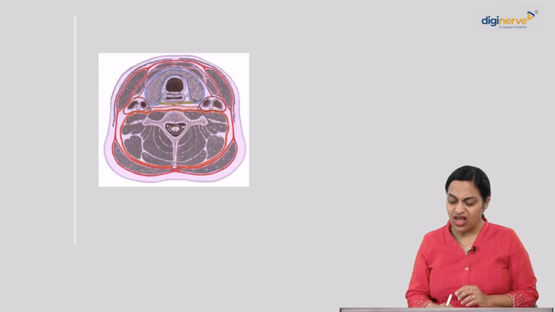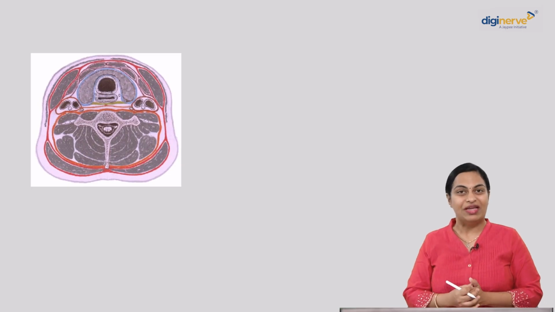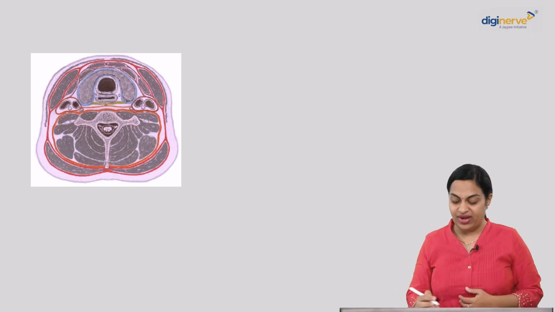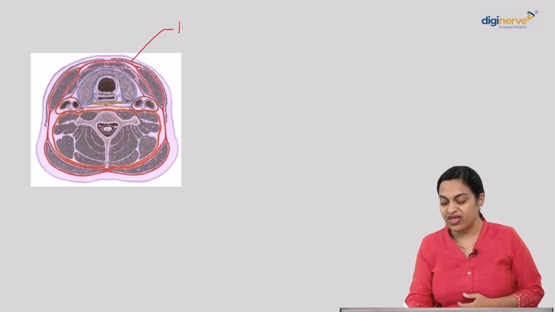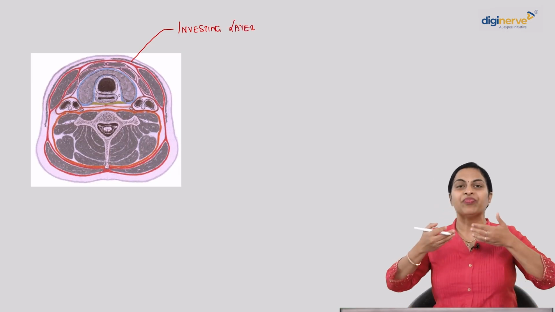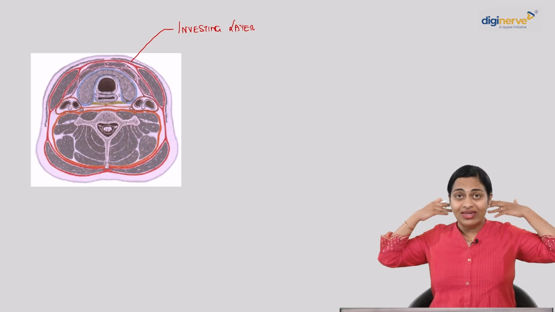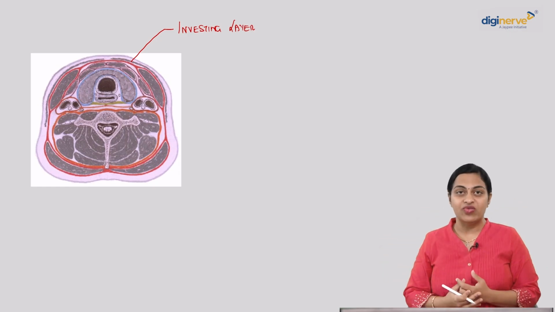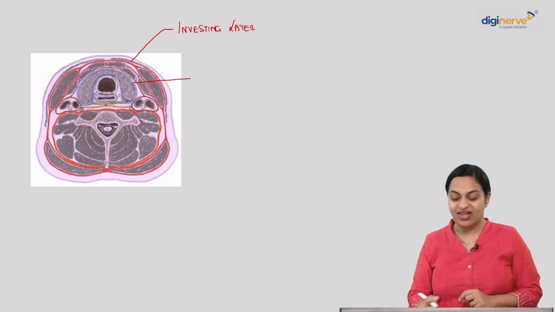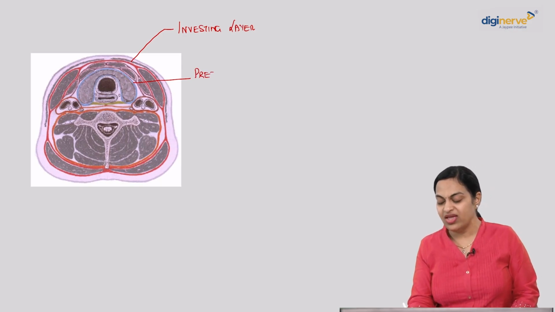Okay. The deep fascia of the neck, we call it as deep cervical fascia. It is divided into 3 layers from outer to inner. To start with, this is the investing layer of the deep cervical fascia. Why is it called investing layer of the deep cervical fascia? When we trace it from anterior to posterior, it completely surrounds the neck like a cervical collar. And inner to it, enclosing the thyroid gland, that's the pretracheal layer of the deep cervical fascia.